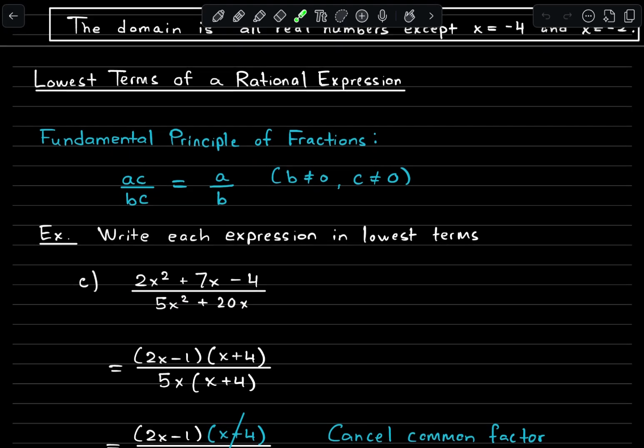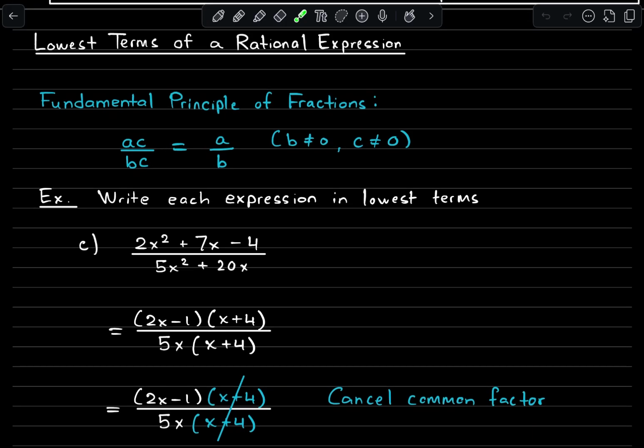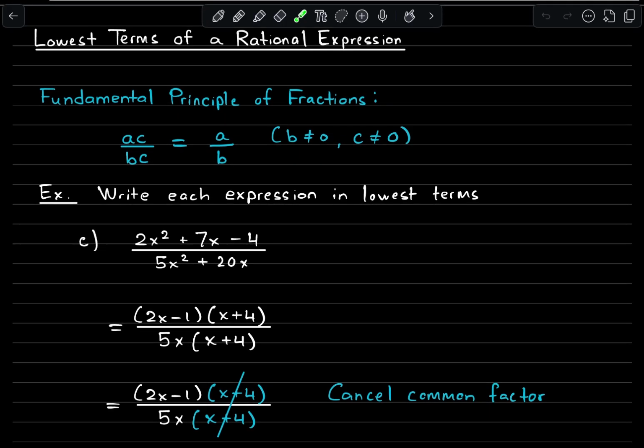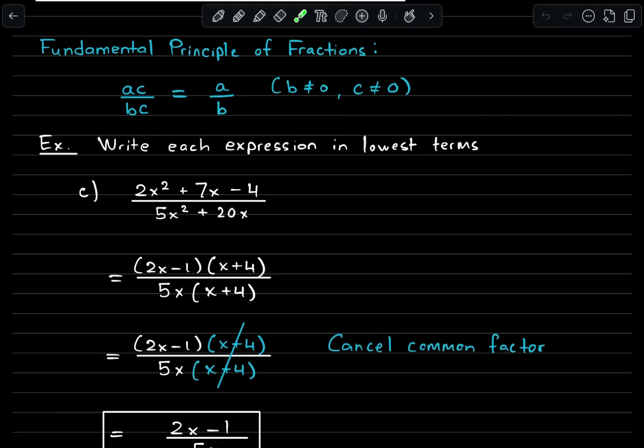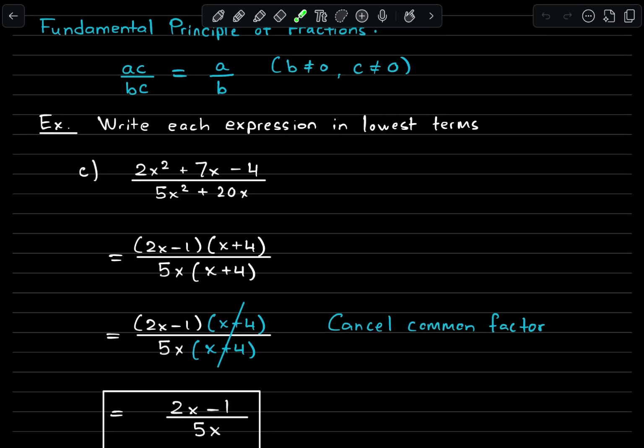So we notice that we have an x plus 4 on the top and an x plus 4 on the bottom. We can go ahead and cancel out that common factor. And we will be left with 2x minus 1 over 5x. But I want to make a note.